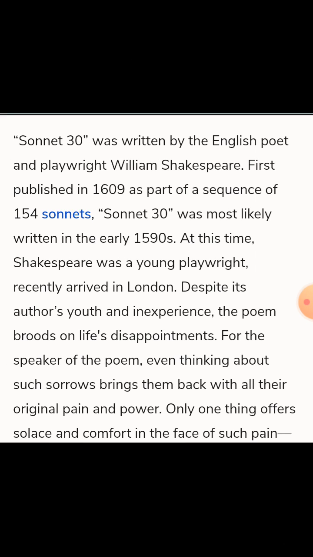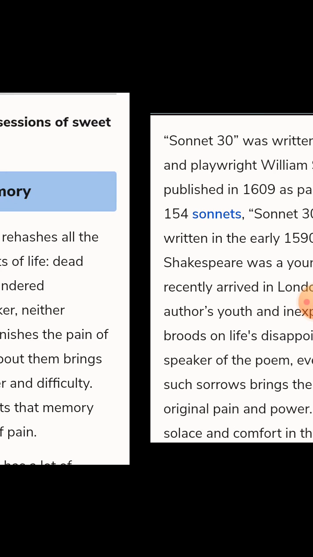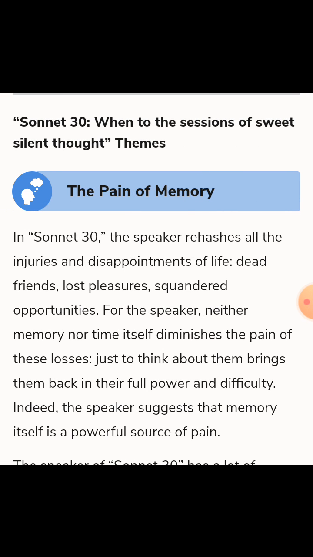For the speaker of the poem, even thinking about such sorrows brings them back with all their original pain and power. Whenever we think of the downs and pains in our life, we become gloomy. Only one thing offers solace and comfort in the face of such pain: remembrance. So let us talk about the themes. The first theme is the pain of memory.